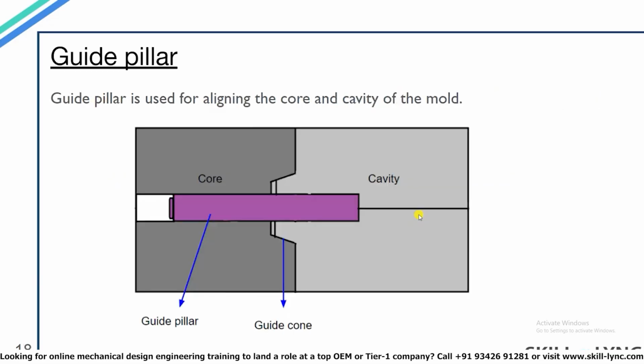In the last session, we saw the function of the guide pillar and its role in the overall molding operation. The left side is the core side and the right side is the cavity side. The guide pillar is used for aligning the core and the cavity. You can see there is a projection on the cavity side over here, which is called the guide cone. This is basically for interlocking the cavity and the core region.